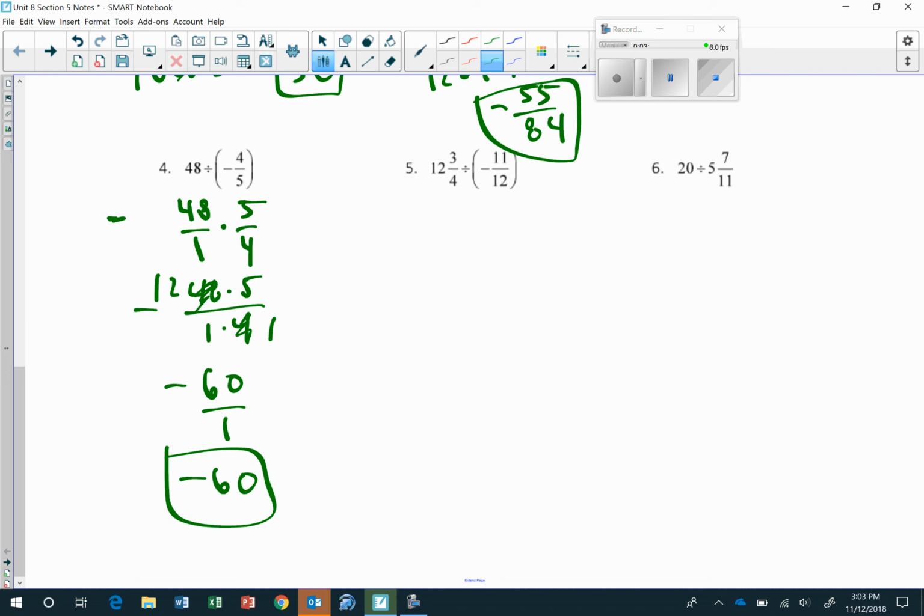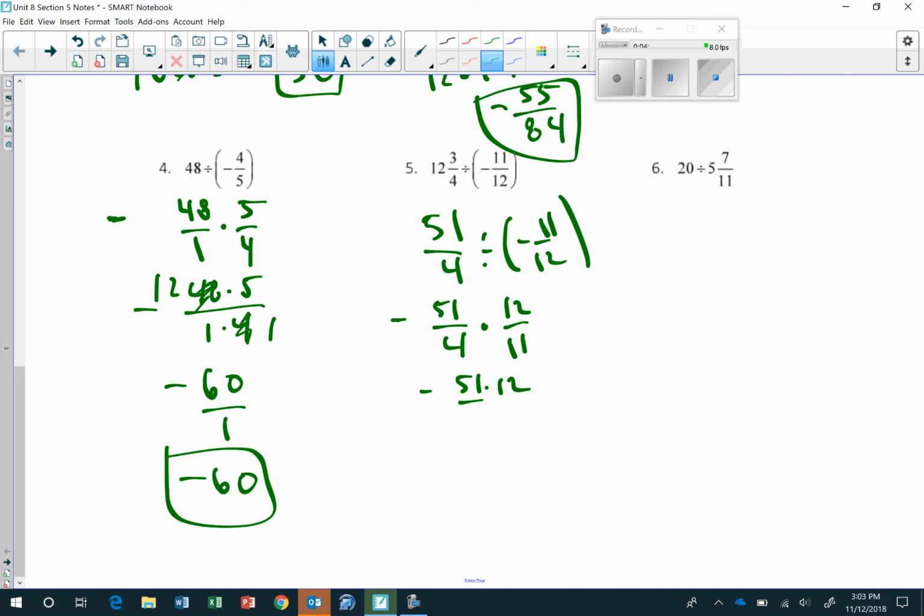Now for number 5 and 6, we've got mixed numbers, so the first thing you want to do is write those as improper fractions. So 4 times 12 is 48, plus 3 is 51/4, and then we're dividing by negative 11/12. I'm doing a positive divided by a negative, so my final answer is going to be negative. I'm going to keep the first one the same. I'm going to change division to multiplication. I'm going to take the reciprocal of the second one, or flip the second one.